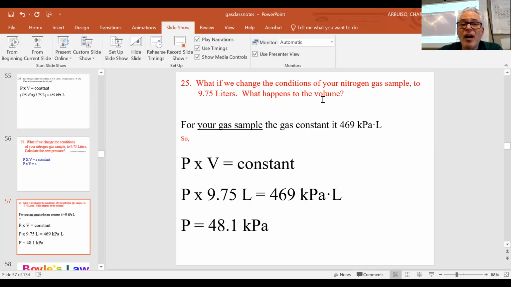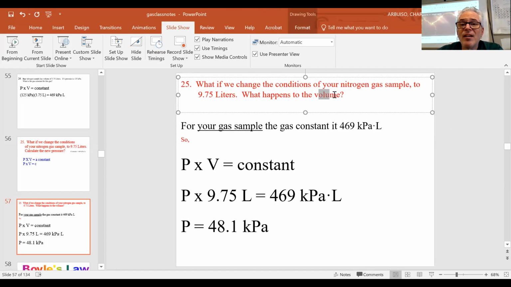What happens to the pressure? I don't know. Who typed this slide?